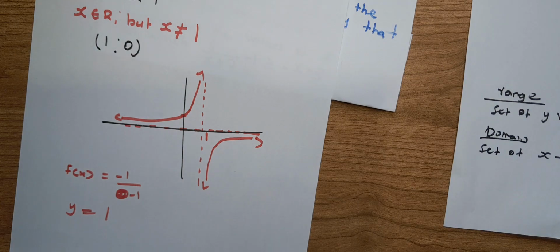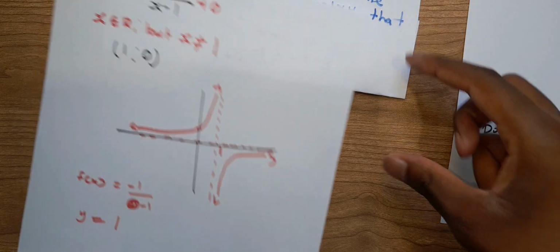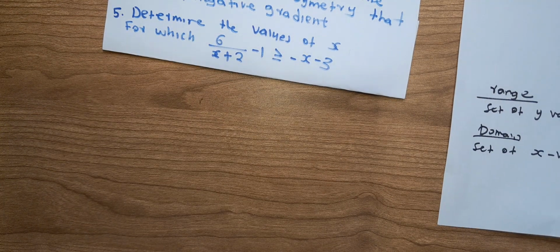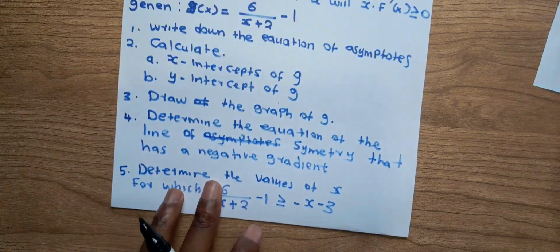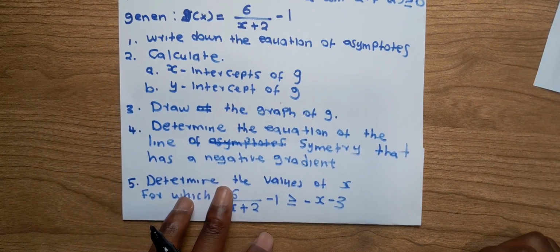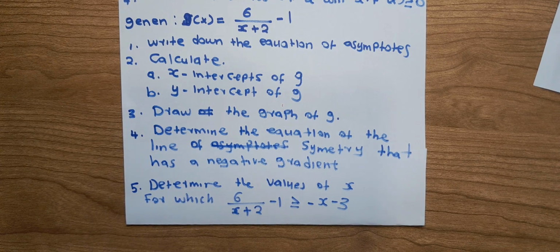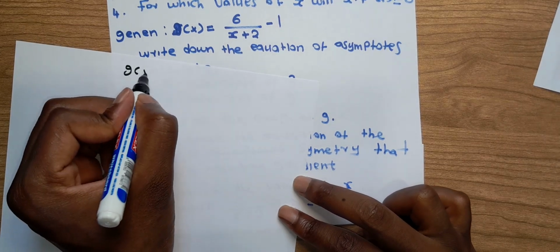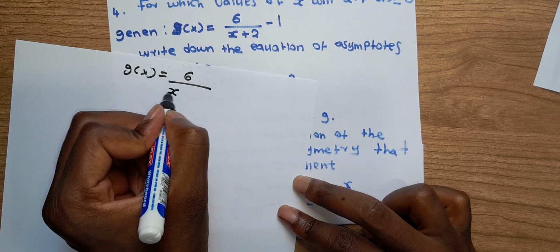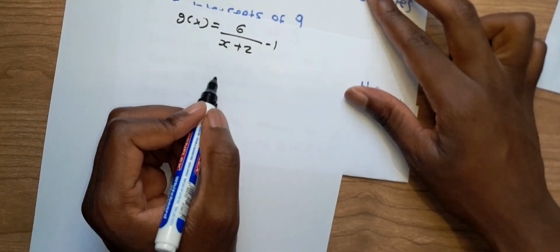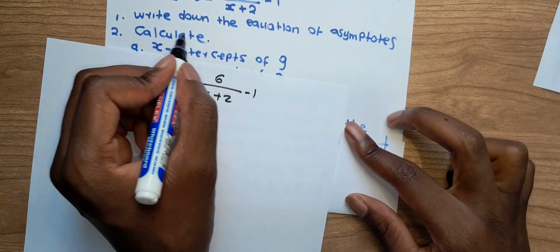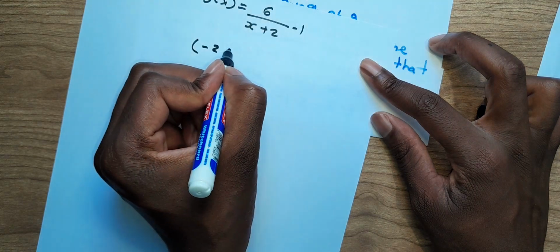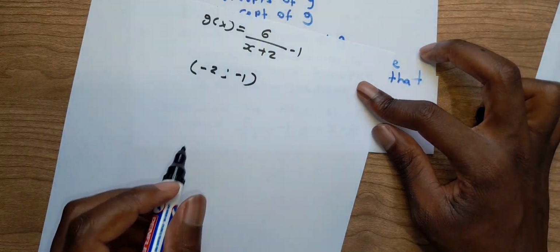Okay, let's move into the second question. Okay, for the second question, what are we given? We are given g at x, right? We are given g at x that equals to 6 over x plus 2, minus 1, right? So the first question says, write down the equation of asymptotes, right? What are the equations of asymptotes? This will become x equals -2 and y equals -1. You now understand that, right?